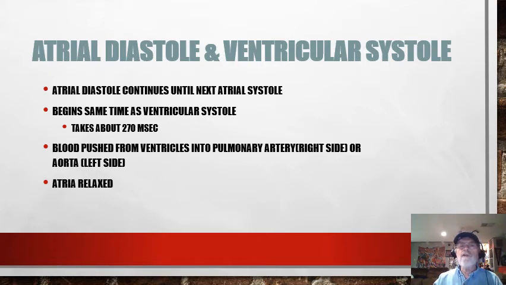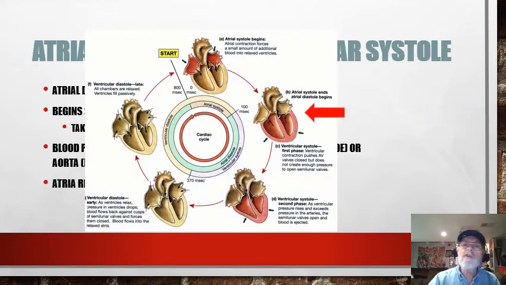Okay, blood is forced from the ventricles into the pulmonary artery on the right side or the aorta on the left side from the ventricle as the atria are relaxed. So that's ventricular systole, which is what we think about the most. Okay, and now we're talking about right here. Atrial systole ends and atrial diastole begins at that point, and then finally we get down there where ventricular systole begins, the first phase, which actually forces blood out through the area because the pressure now is increased with all the extra blood in the ventricles.